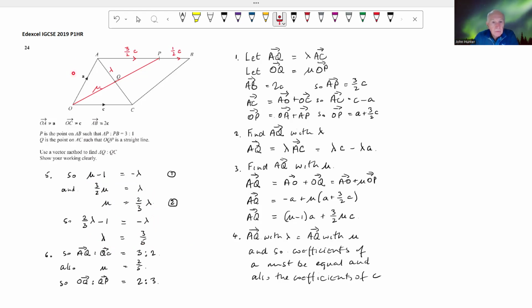All right. So if lambda is 3/5 of the whole lot, then it's going to be 3 to 2, AQ to QC. So that is the ratio we're looking for. AQ to QC is 3 to 2. We can also see from this that mu is 2/5, so therefore OQ to QP is, sorry, 2 to 3. Okay, but the answer we're looking for is this ratio, 3 to 2.